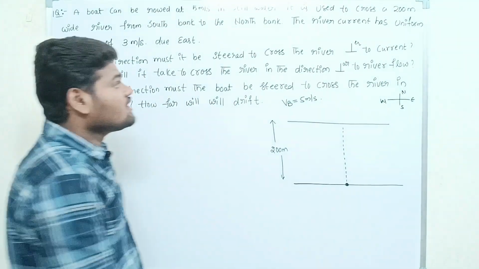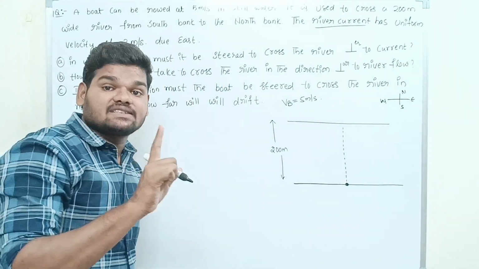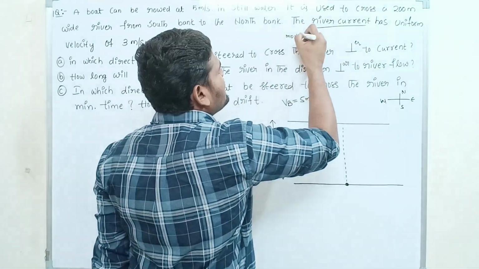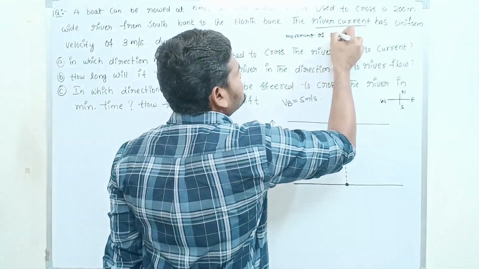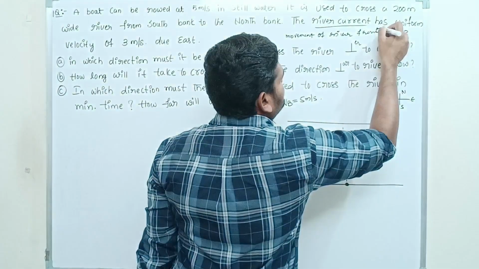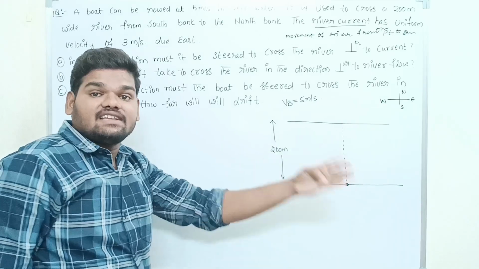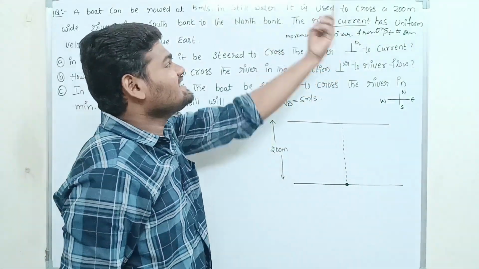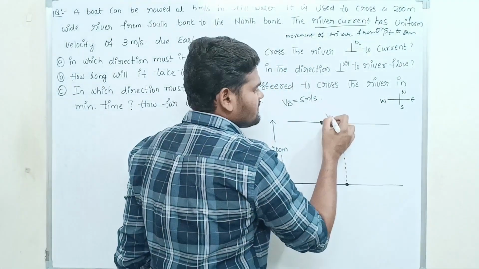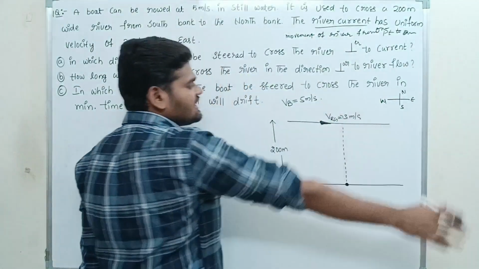So river current, here we got a new word, river current. Don't get confused. River current simply means the movement of the river, the movement of the river from one point to another point. How the direction of the river is changing from one point to another point is called the river current. That's it. Okay. So the river is moving in the east direction. So the velocity of river with respect to ground, how much? 3 meter per second. In this direction it is moving.